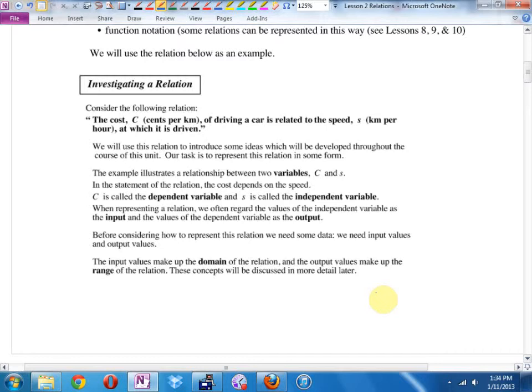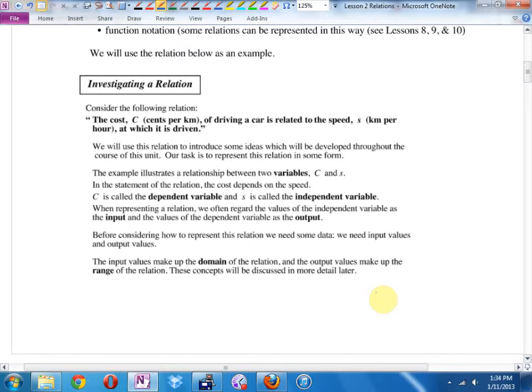And we should mention the units. Cost is going to be measured in the number of cents per kilometer, the number of pennies per kilometer, of driving a car is related to the speed. What would be a good letter to use for speed? S. And we'll measure our speed in kilometers per hour at which it is driven.